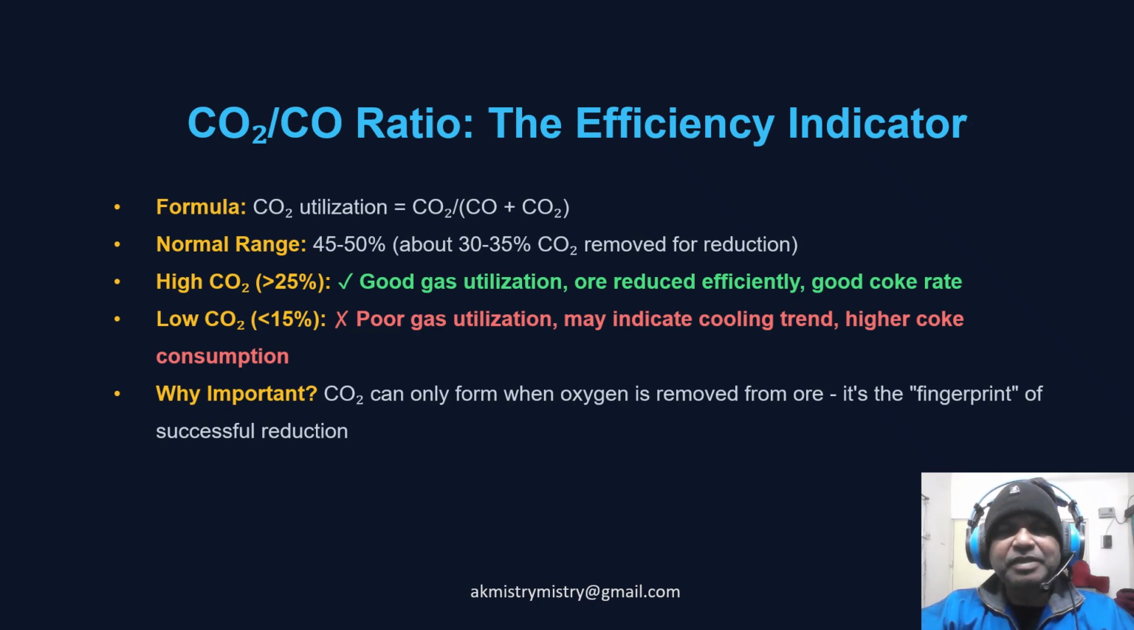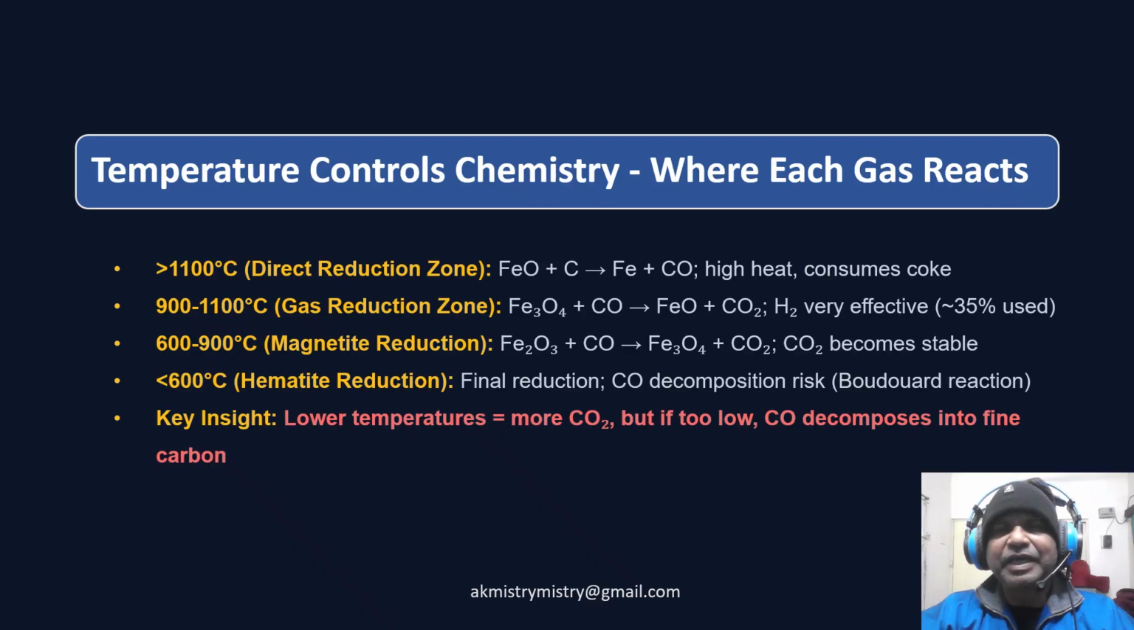Coming to our next slide, which is a talk about temperature control chemistry. Temperature inside the furnace controls which reactions dominate and therefore what gas compositions we see. Above about 1100 degrees Celsius in the direct reduction zone, FeO reacts with solid carbon to form metallic iron and CO, consuming a lot of heat and coke.